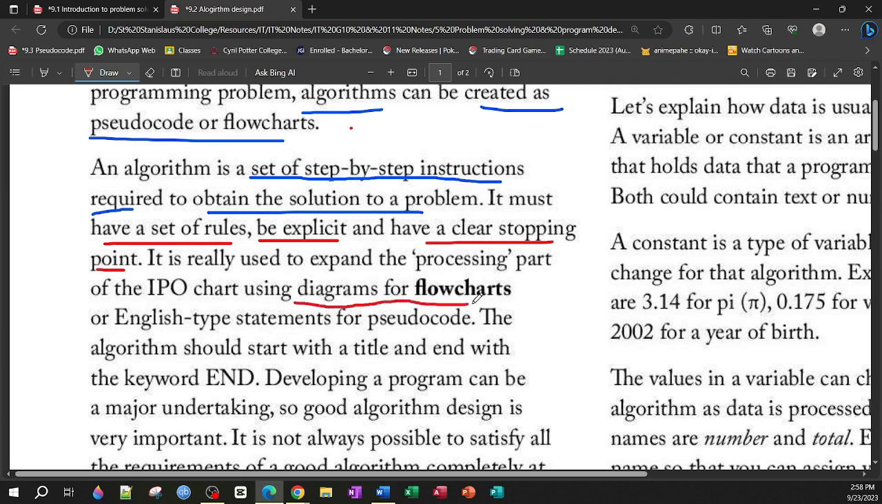And this is the important part here: using diagrams for flowcharts. This is how a flowchart is different from an algorithm. It's the same series of steps, but the flowchart uses diagrams to represent those steps, whereas the pseudocode uses English-type statements to represent those steps. So let me find an example so that I can show you guys. Pseudocode versus flowchart.